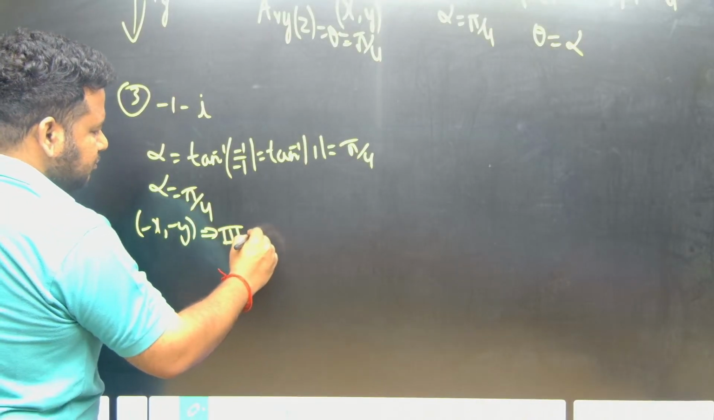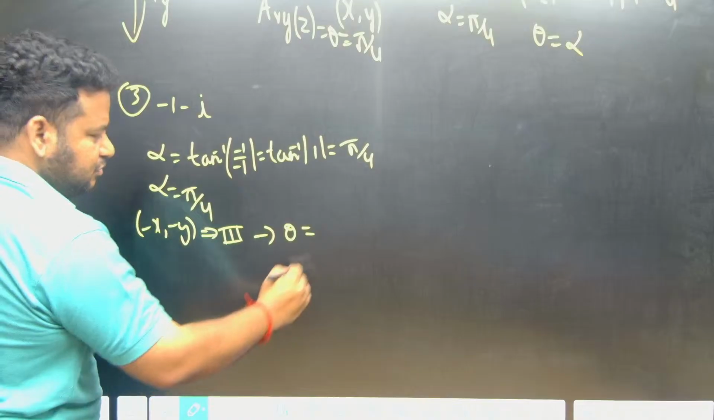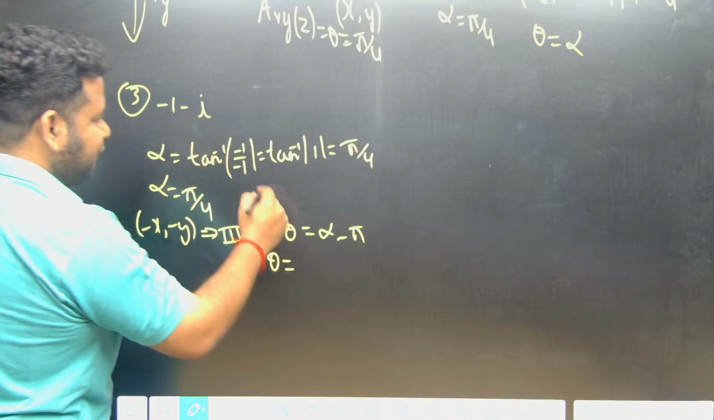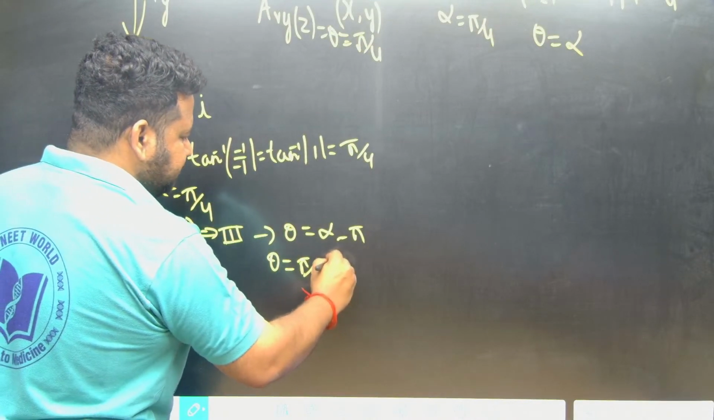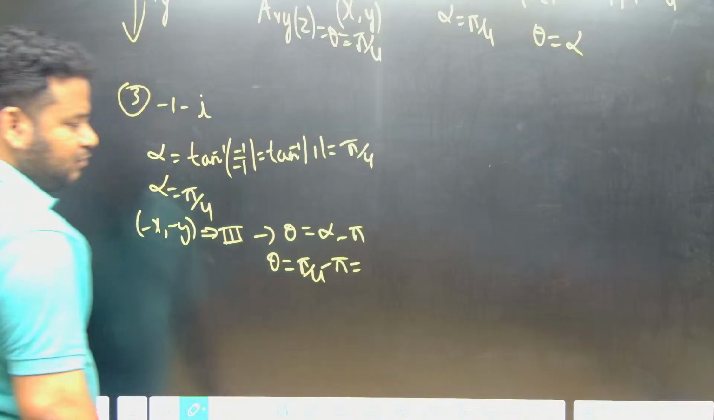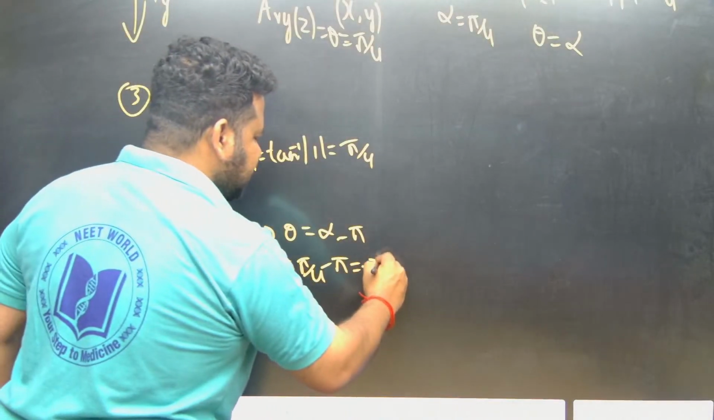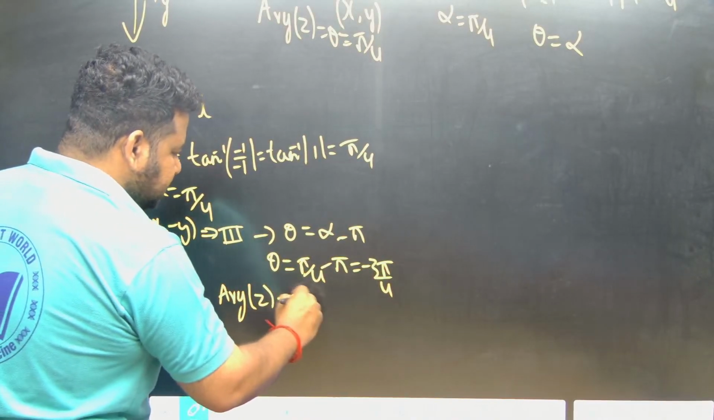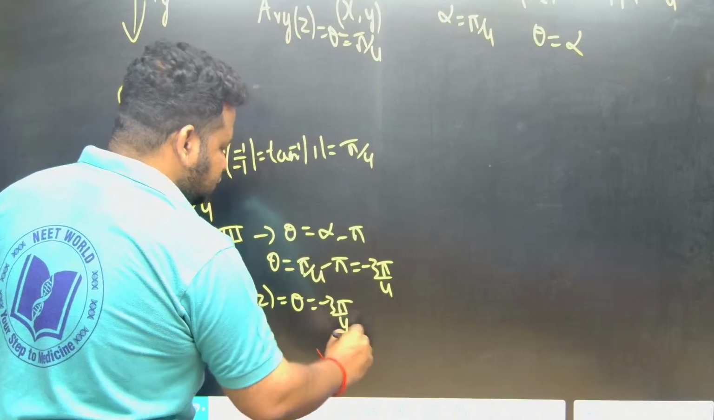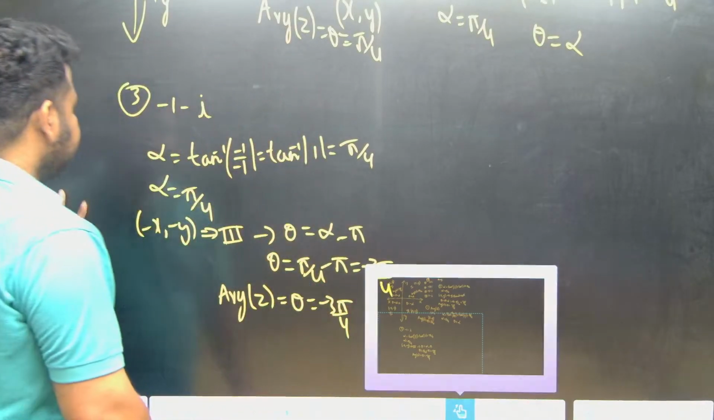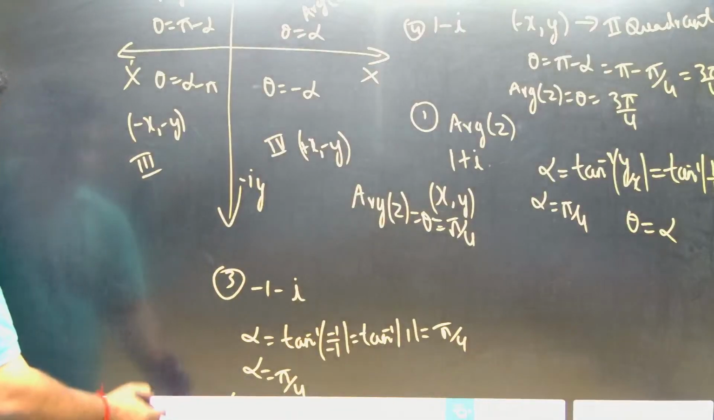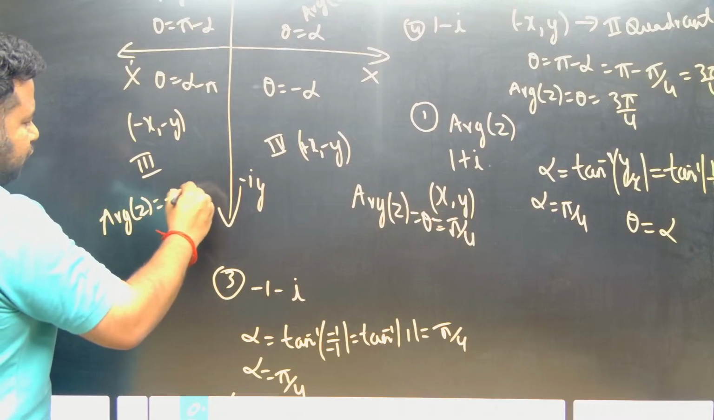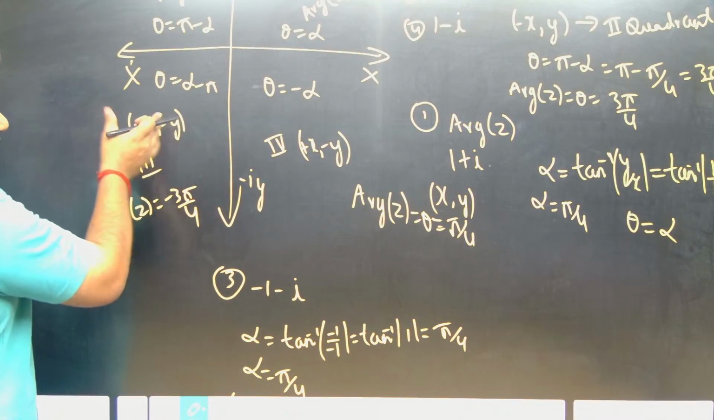Here both x and y are negative, so this implies it is in the third quadrant. This implies theta is equal to alpha minus pi. In the third quadrant, theta is equal to alpha minus pi. So theta is equal to pi by 4 minus pi, that is nothing but equal to minus 3 pi by 4. So argument of z is equal to theta, that is minus 3 pi by 4. So in the third quadrant we got argument of z equal to minus 3 pi by 4, because minus x, minus y is the third quadrant.